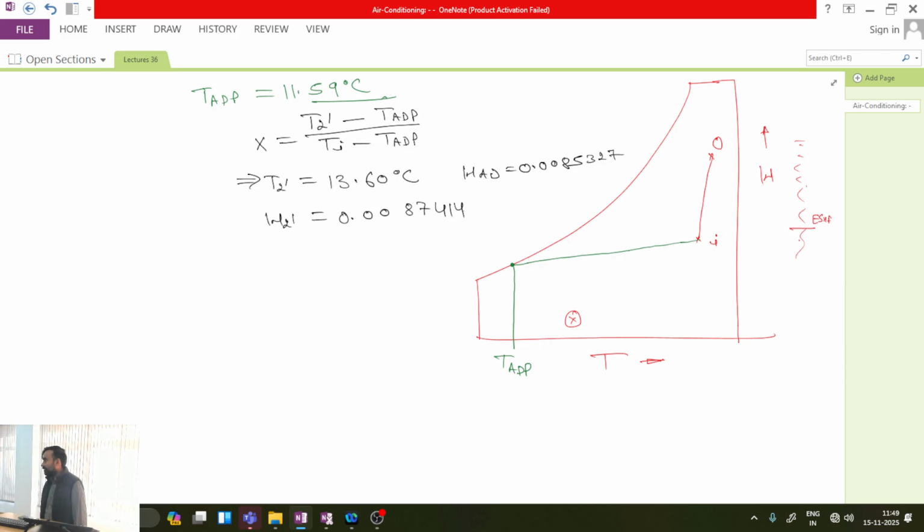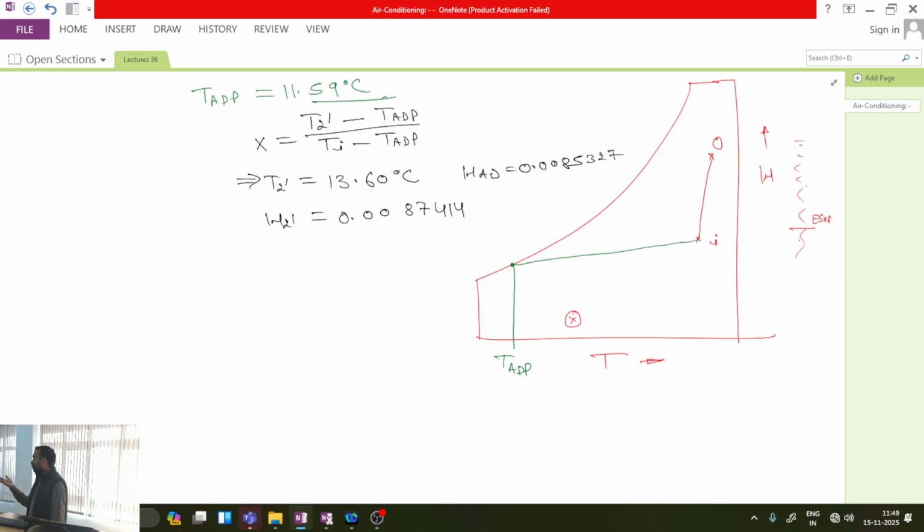Have you got how I have calculated this? Okay, what next can I do? If I know W2 dash, can I calculate QVR? Sorry, QVS?